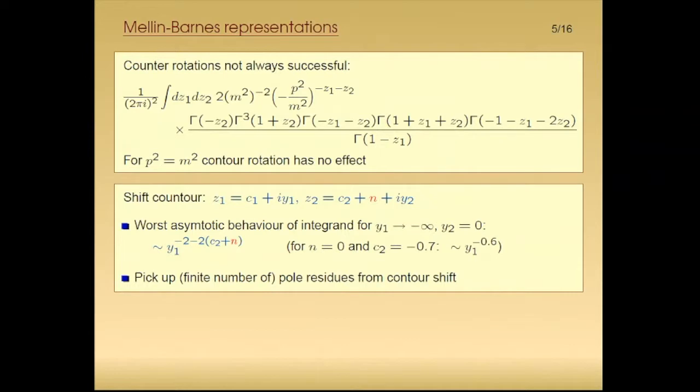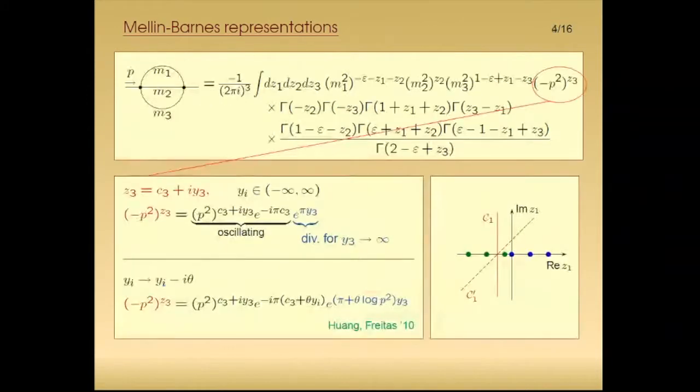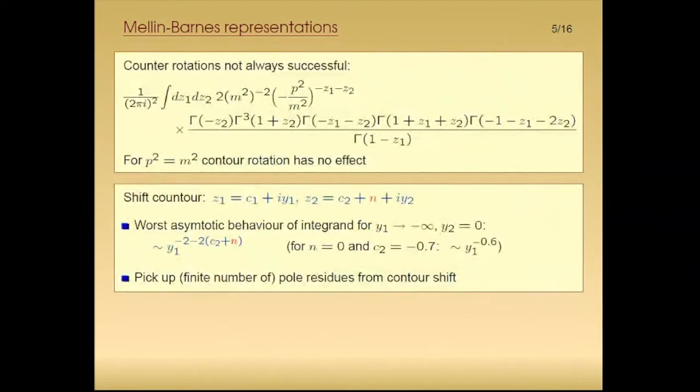And one other thing one can do is to, instead of a tilt of the contour, do a shift of the contour. So we are basically moving this contour to the left or to the right. Of course, when we do that, we are crossing poles of the gamma functions again. So we need to pick those up, but that's a finite number of them. The advantage we get, on the other hand, is that actually if you shift it in the right direction, the behavior of the integrand for large values of the integration variable improves.